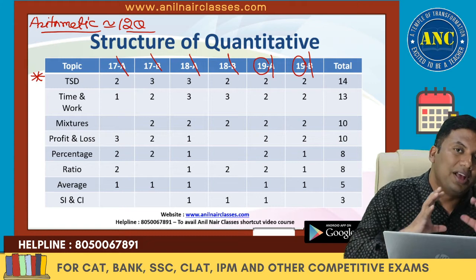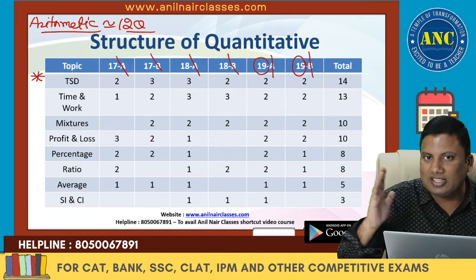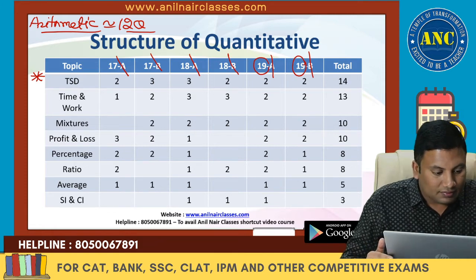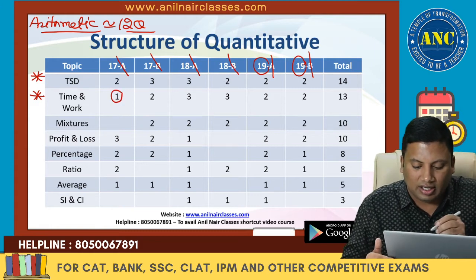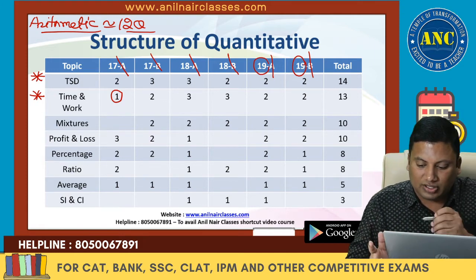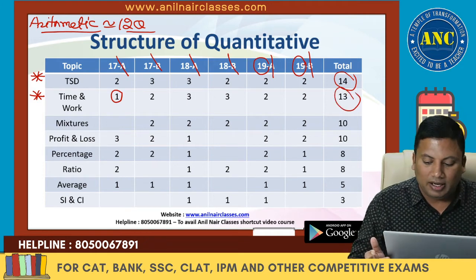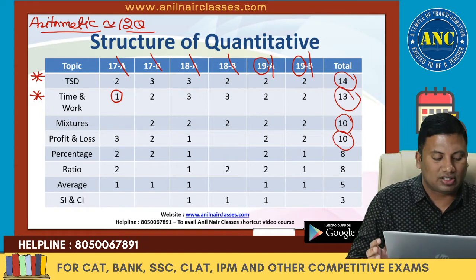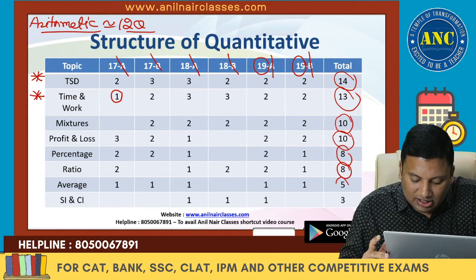It is similar to the logarithms topic in algebra. Consistently 2 questions are coming in logarithms from the algebra topics in the last 3 years. And another important topic, if you see, is time and work: minimum 1 question in 2017 morning slot, on an average 2 questions are coming. That means if I see the last 3 years of CAT papers, 14 questions came from time, speed and distance, 13 questions came from time and work, 10 questions came from mixtures, 10 questions came from profit and loss, percentages, ratios almost 8 questions came, and averages 5 questions came.